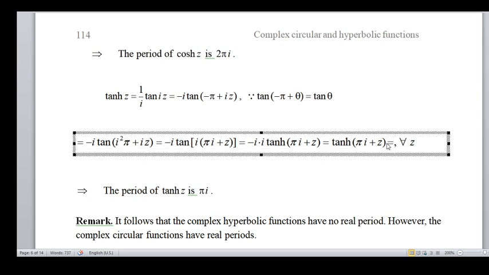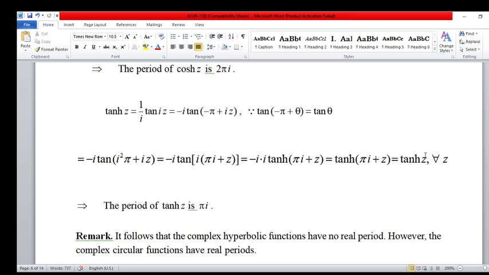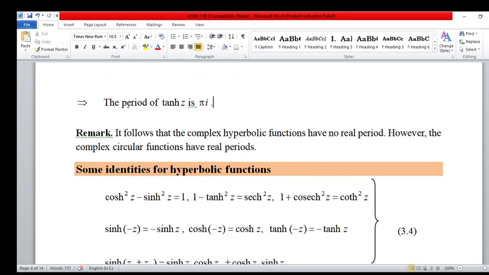tan hyperbolic z. This is tan hyperbolic z, which means there is no change. So the period of tan hyperbolic z is pi i.